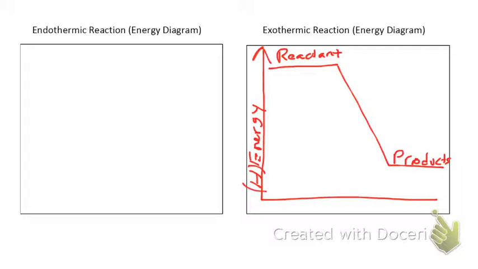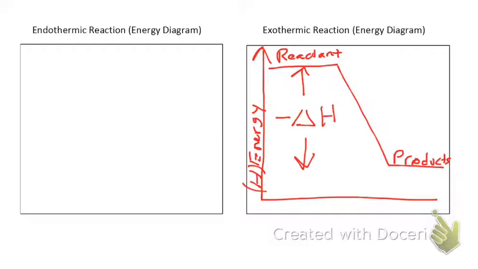So looking at this, during the course of the reaction, what's happening to the potential energy of the reactants? Well, the potential energy is going down. So the difference from here to here is the change in enthalpy, or the change in potential energy. And since we're losing potential energy, the enthalpy change needs to be negative. The delta H is negative.